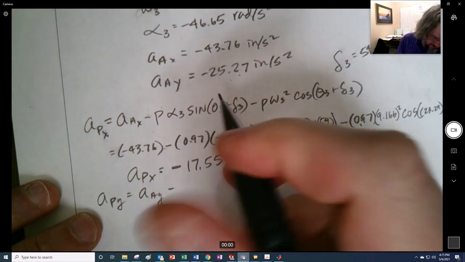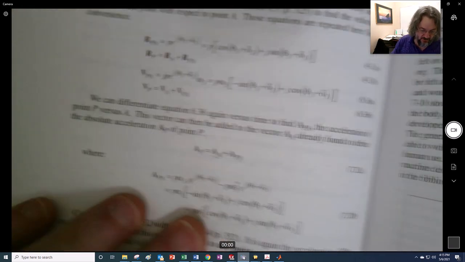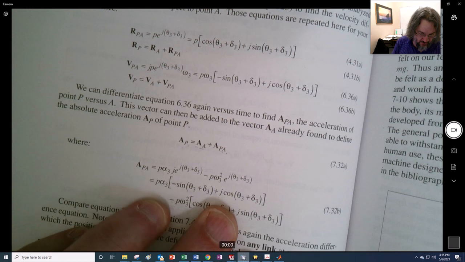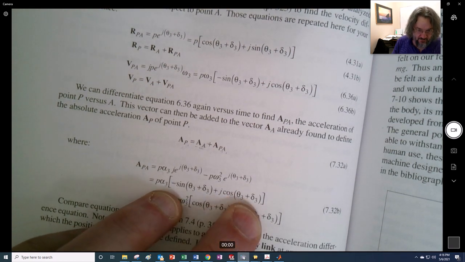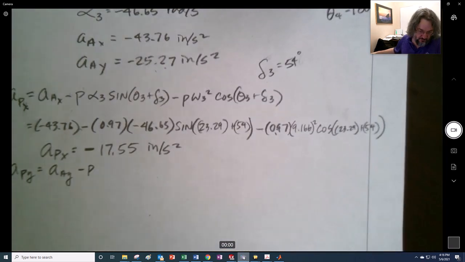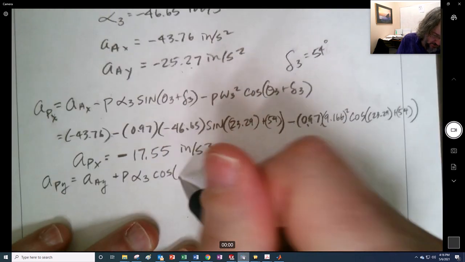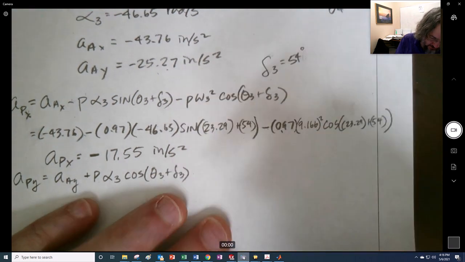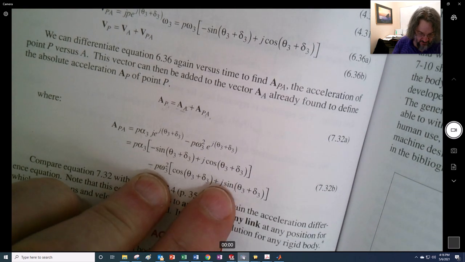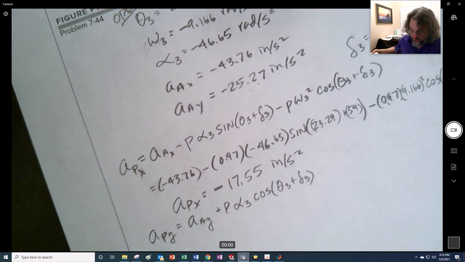We can almost stop at this point. Is more going to be better? But let's do it for completeness. All right, so now we want the y direction. Okay, I wrote down negative, but it's actually positive. P alpha 3 times cosine of theta 3 plus delta 3. And then this one, I think this one is negative. So it's negative P omega 3 squared times sine.